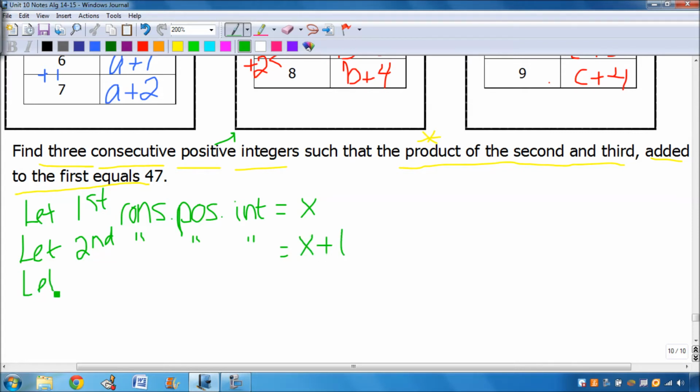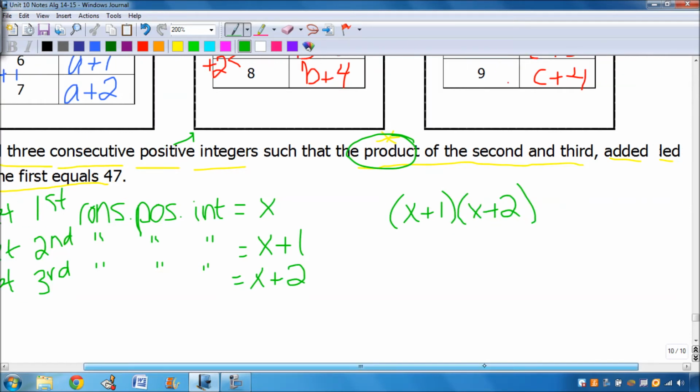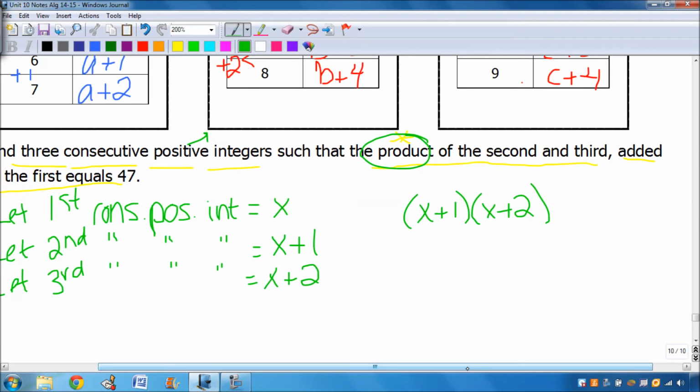And then we're going to say let the third consecutive positive integer equal x plus 2, such that the product, so I need to multiply the second and the third. So I'm going to multiply the second one, which is x plus 1, by the third one, which is x plus 2, added to the first, so I'm going to add the first, equals 47.